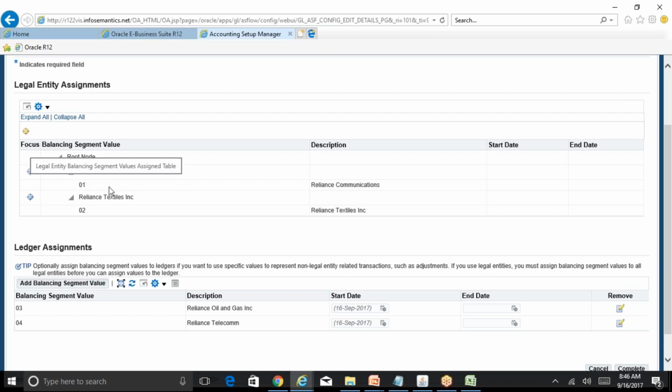So under Reliance Communication, I'll have two balancing segments, 01 and 03. But if I do that, I'll be able to use both 01 and 03 under the subledger as well as under GL. Yeah, okay, so it all depends on the various scenarios.